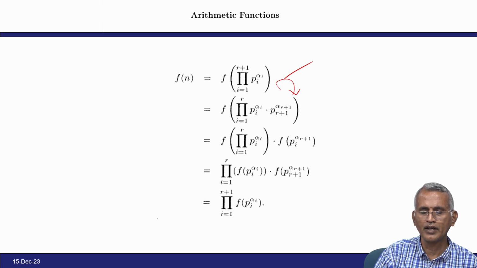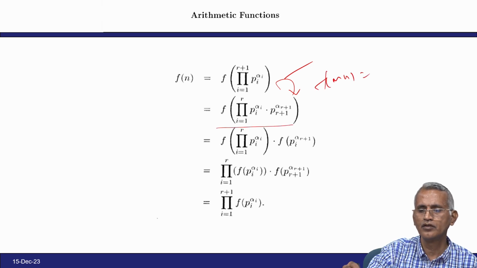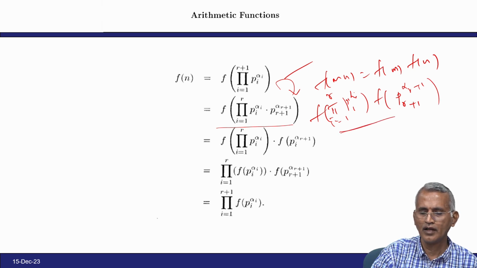Therefore, we can split it into two parts, that is f of n equal to f of m into f of n. So, this can be written as f of the product of i equal to 1 to r of p_i alpha_i into f of p suffix r plus 1 alpha r plus 1. So, that we have a multiplicative, and then p_i is generalized. Therefore, for each p_i, i varying from 1 to r, we get f of p_i alpha_i into f of p suffix r plus 1 into alpha r plus 1.